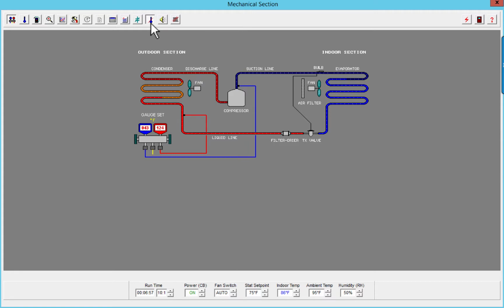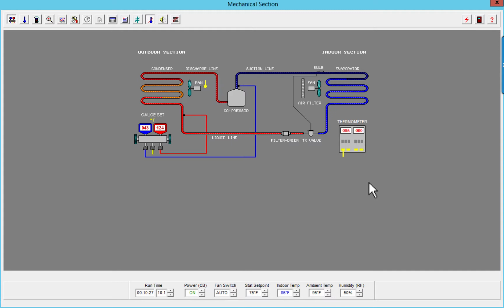My high side temperature is 124. Let's throw a condenser inlet temperature in here, which is basically showing me the ambient of 95 degrees. Okay, that is normal operation.